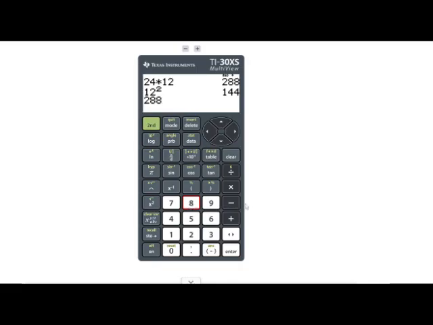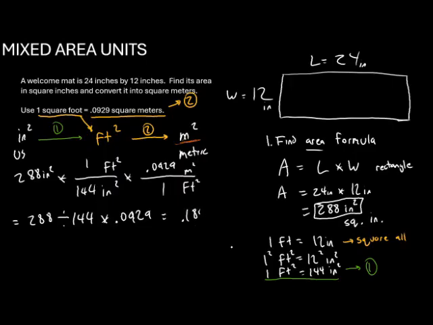I enter my 288, divide by 144, multiply by 0.0929. When I press enter, I get 0.1858. Let's check the units also. The inches squared I started with will cancel out with the bottom of the first fraction, and the feet squared I now have will cancel out with the bottom of the second fraction, leaving me square meters, which is what I was after in the question. This means that we've got the right answer, and our final answer will be 0.1858 square meters.